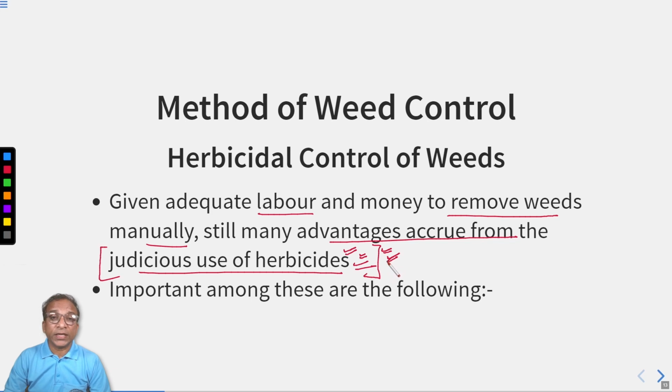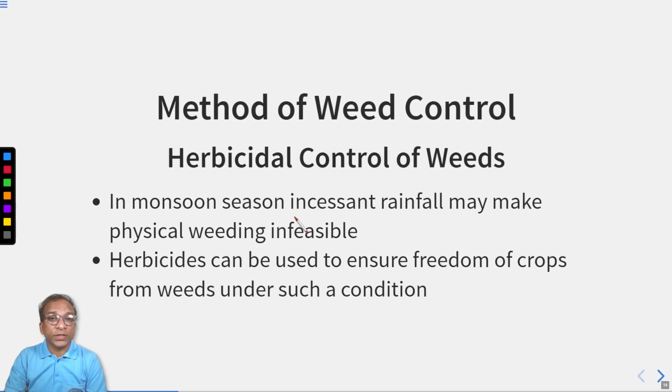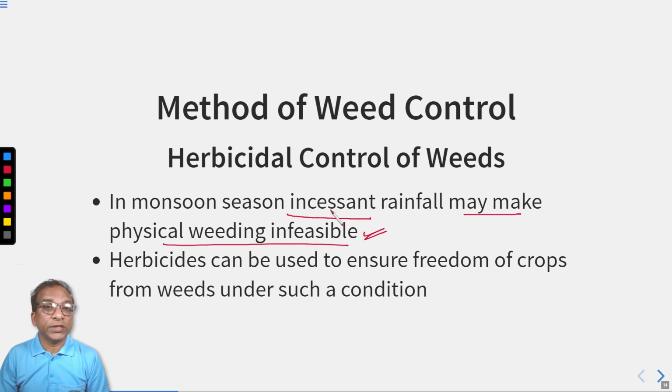So using herbicide as a tool is a very important step. We must follow the rules and regulations of using these herbicides. Important among these are the following points. In monsoon season, intense rainfall may make physical weeding infeasible. So in the monsoon season, it is recommended that the herbicide should not be used, because it can even pollute our water bodies. Herbicide can be used to ensure the freedom of crops from the weeds under such a condition.